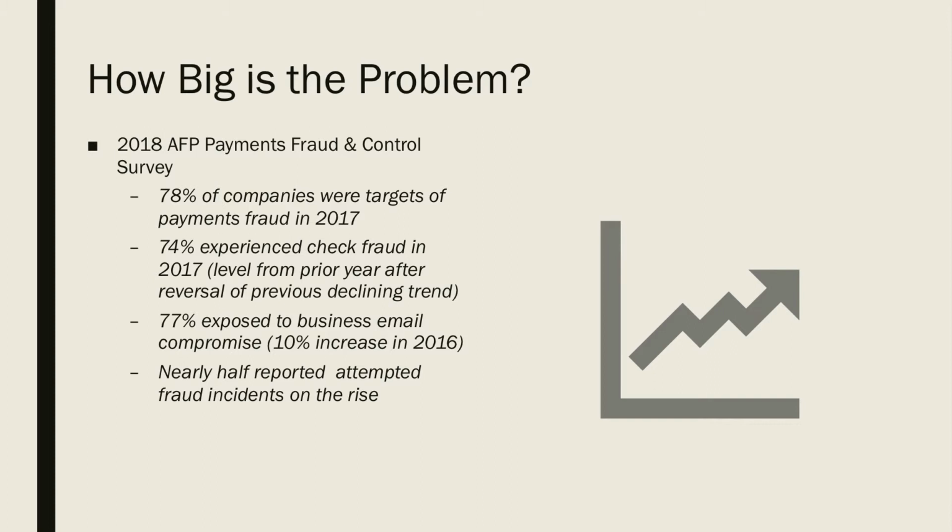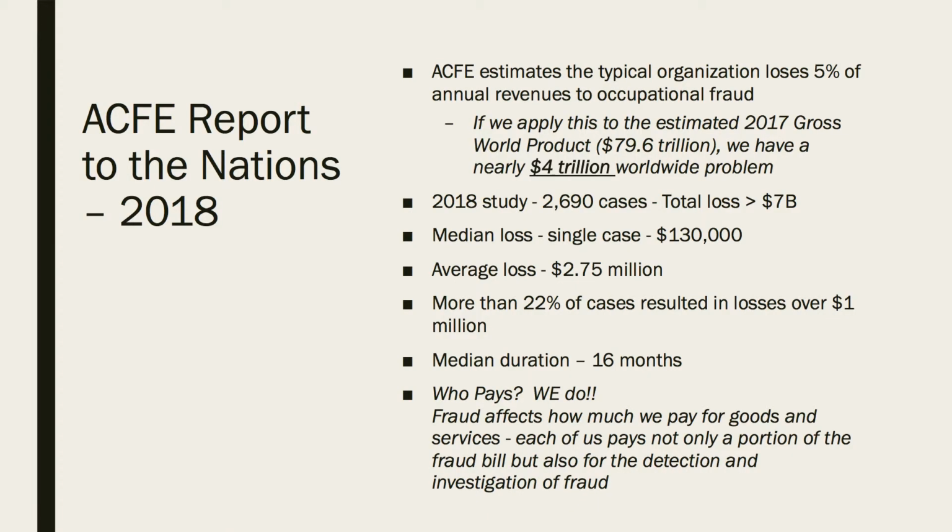Of course, this survey measured the threat of fraud from outside the organization. Another organization, the Association of Certified Fraud Examiners, does a report every 2 years in which they survey certified fraud examiners around the world and try to measure and estimate the level of occupational fraud that exists. Occupational fraud, as we'll discover a little further along, is fraud that occurs from inside the organization. As a result of this survey, the ACFE estimates that the typical organization loses 5% of its annual revenues to occupational fraud. How big a problem is that? Well, if we apply this to the estimated 2017 gross world product of nearly $80 trillion, that means we have nearly a $4 trillion worldwide fraud problem.